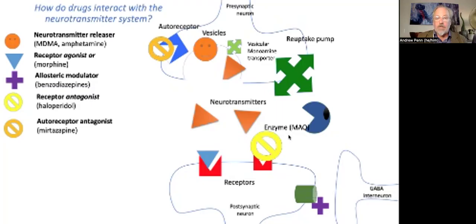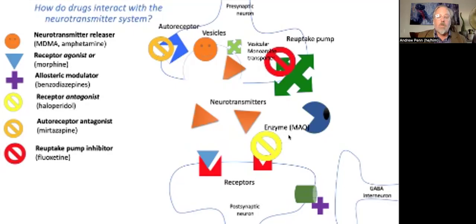However, the autoreceptor is sensitive to those neurotransmitters that are being released. So when enough neurotransmitter is released, some of it's going to float back up to the autoreceptor. It's going to attach to that autoreceptor, and it's going to tell the presynaptic neuron, hey, you can hold off now. You don't need to release any more neurotransmitter. So you can imagine if we block that receptor, we prevent it from being activated by those neurotransmitters that are floating around in the synapse, we can trick the presynaptic neuron into continuing to release that neurotransmitter, and that can be used therapeutically. So, for example, we do that with mirtazapine.